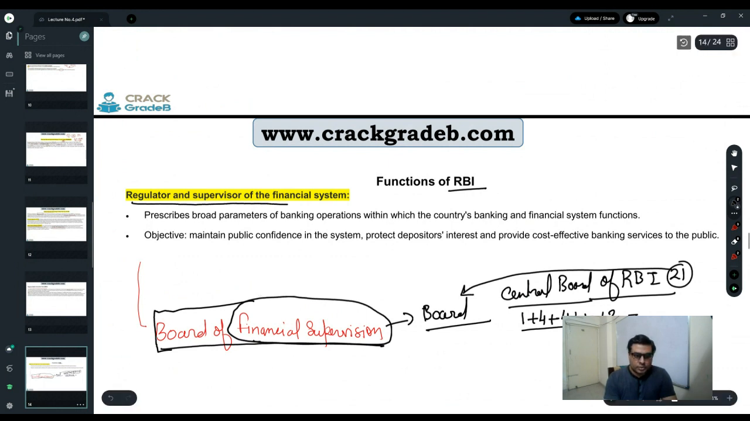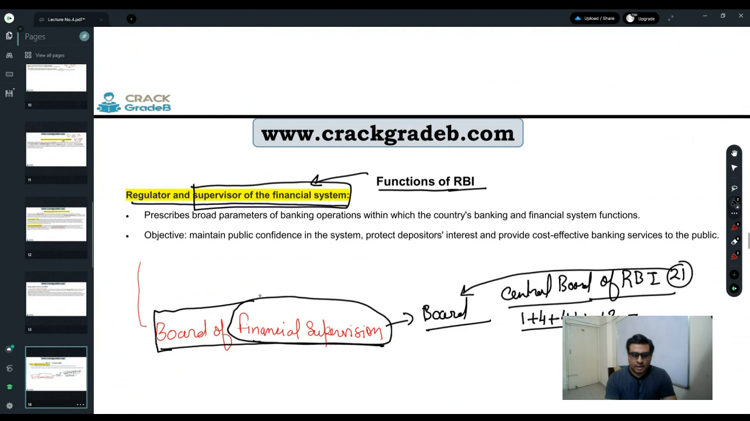Regulator and supervision of financial system, who? RBI. So RBI's function is regulator and supervisor of the financial system. So when we are going to discuss about supervisory, how the supervisory comes through the board.